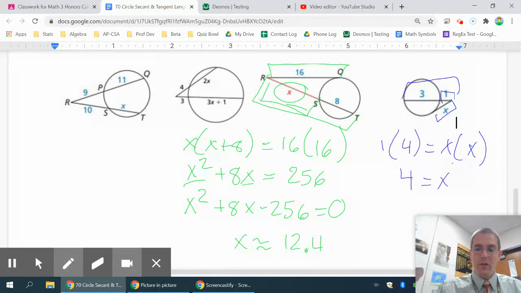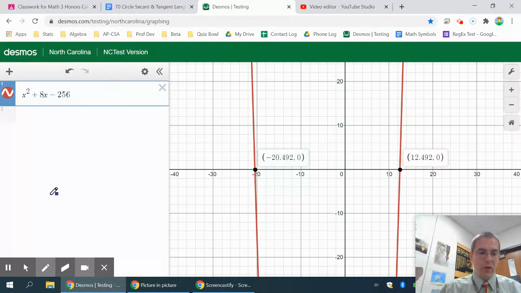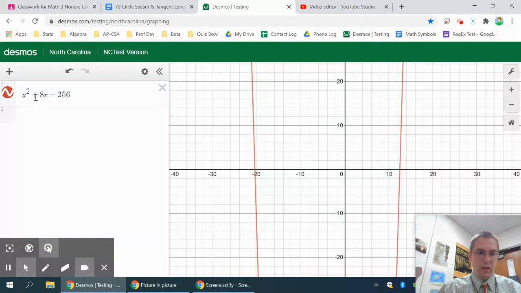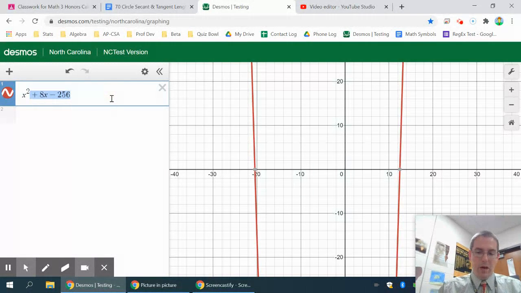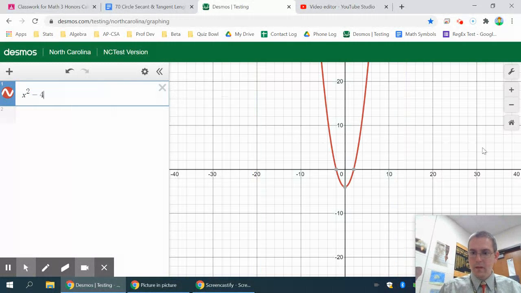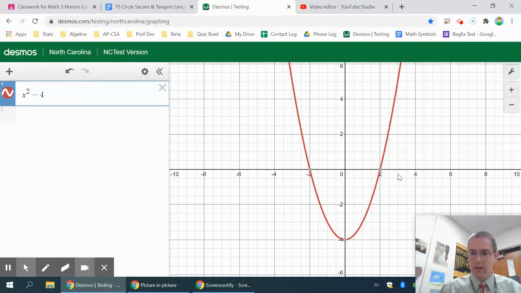This is a quadratic, but it's a much easier quadratic. You might just be able to take the square root of both sides and get x equals 2. Or if you decided to do x squared minus 4 and solve it in Desmos like we did the last one, you could do it that way because you'd have an x squared minus 4. And you can see you have answers of 2 and negative 2.